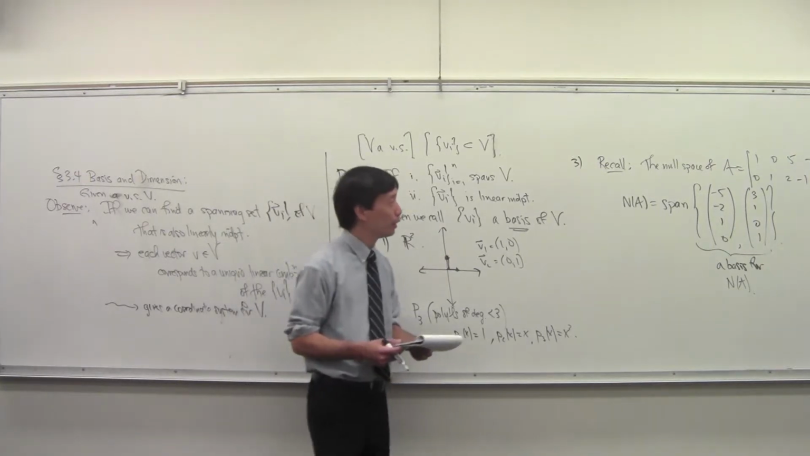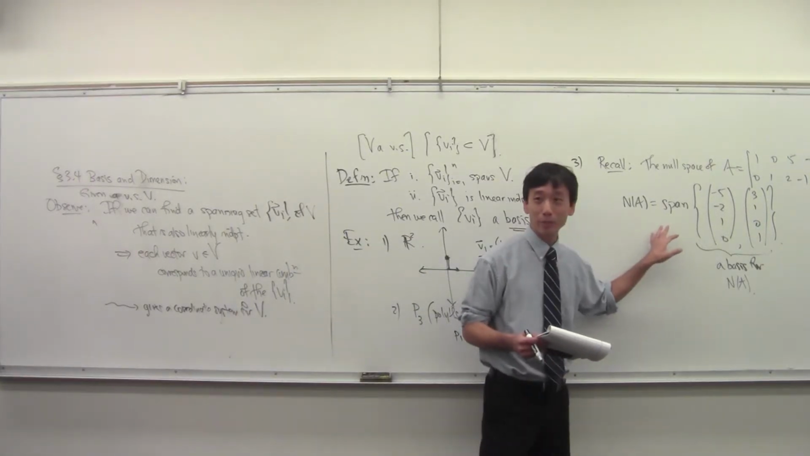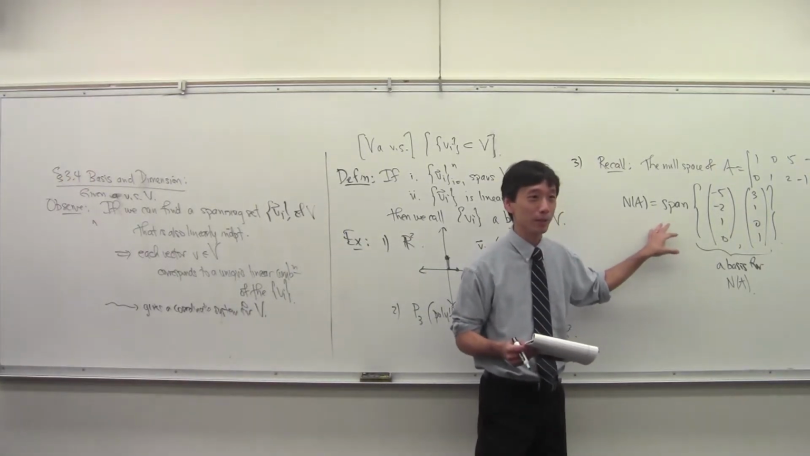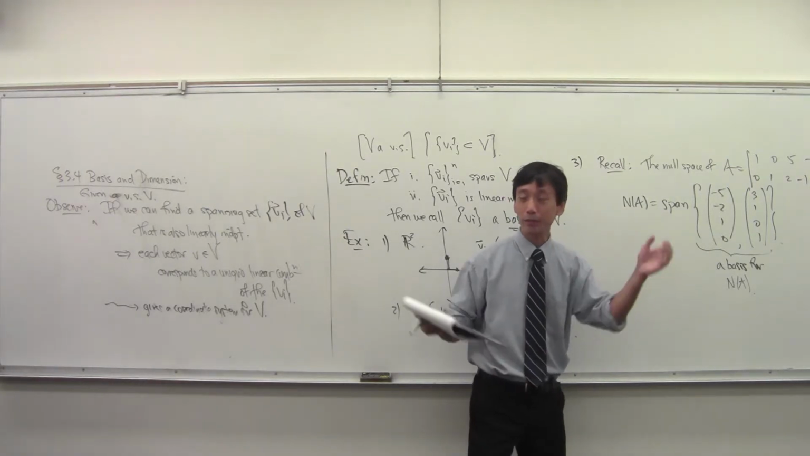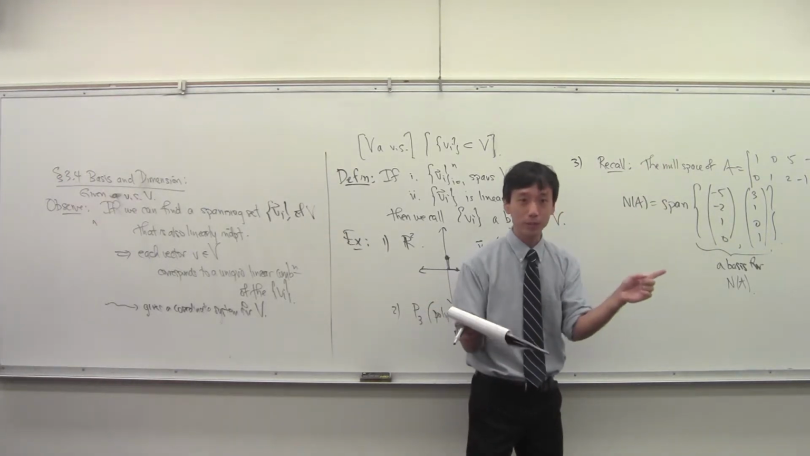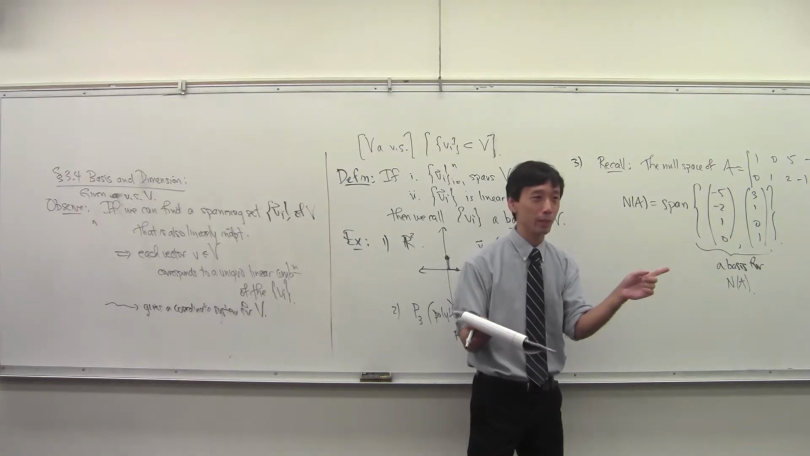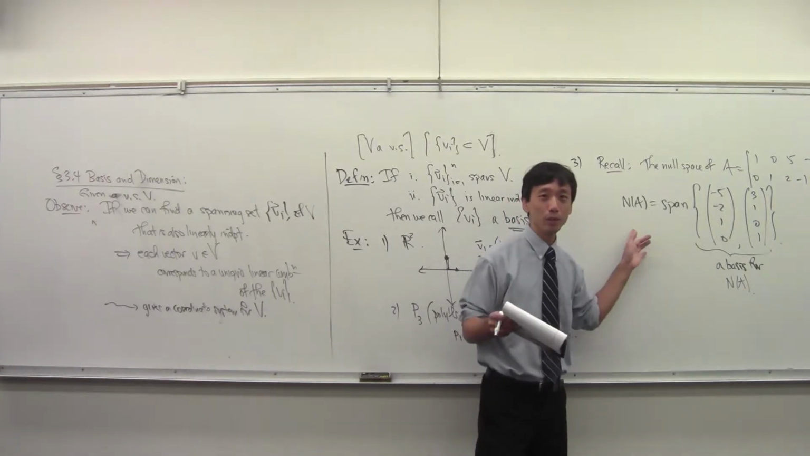Okay, I hope everybody's getting a sense of what a basis is. A basis is a bunch of vectors. You have a vector space, and you have a bunch of vectors in your vector space that are linearly independent and whose span is the whole vector space.